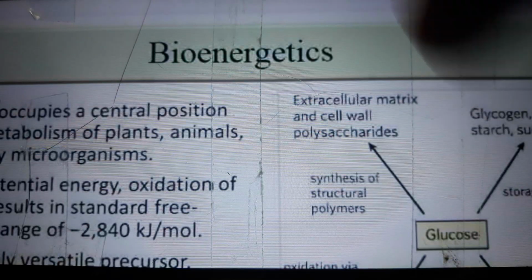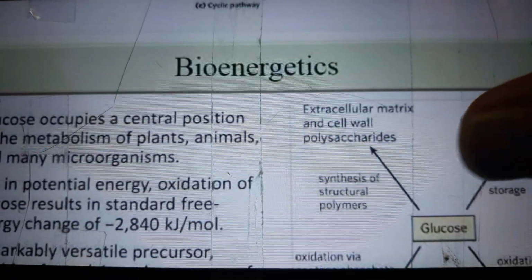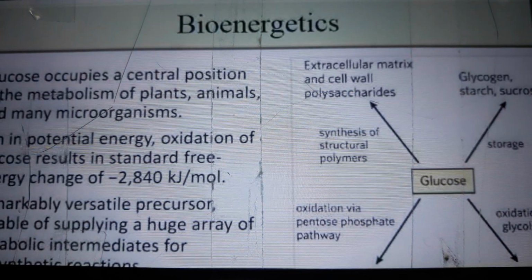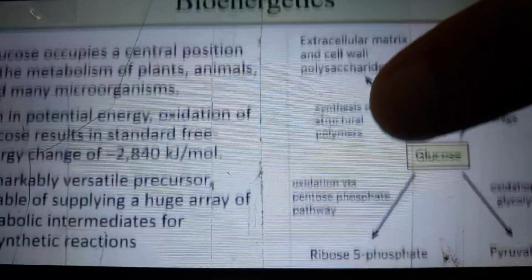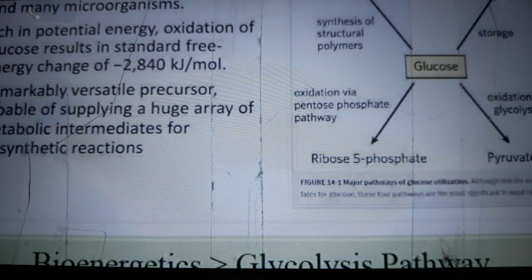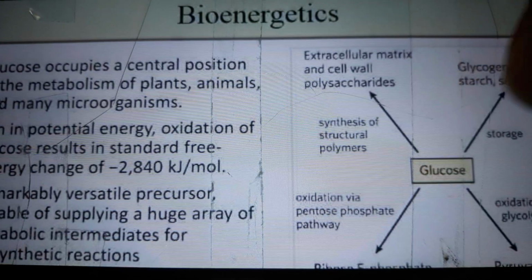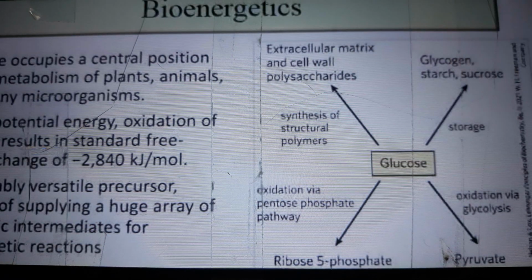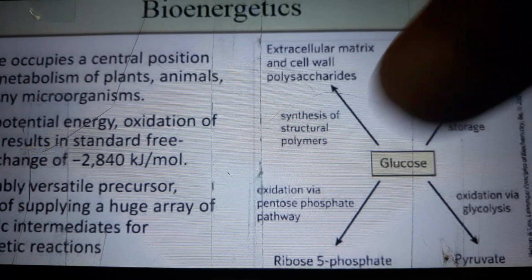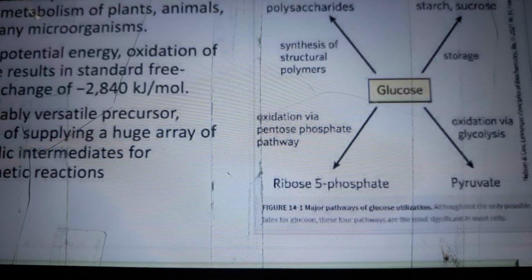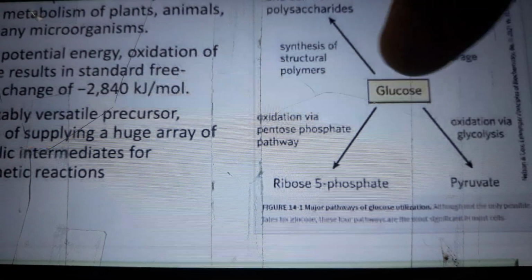These are bioenergetics. Right, now going to the bioenergetics. Glucose occupies a central position in the metabolism of plants, animals, and many microorganisms. Rich in potential energy, oxidation of glucose results in a standard free energy change of minus 2,840 kilojoules per mole. It is a remarkably versatile precursor, capable of supplying a huge array of metabolic intermediates for biosynthetic reactions: extracellular matrix and cell wall polysaccharides, glycogen, starch, and sucrose. Synthesis of structural polymers, storage. So glucose gives rise to all these.